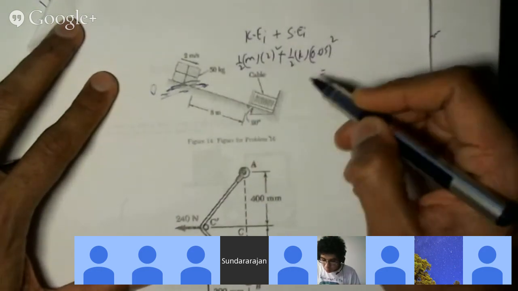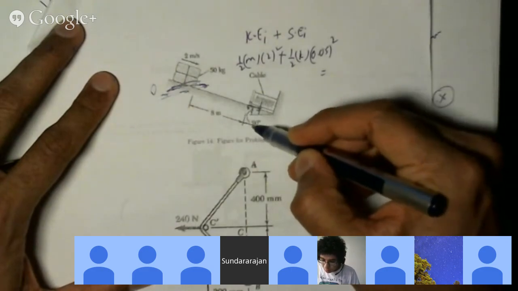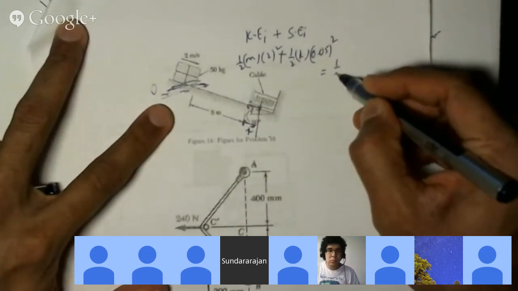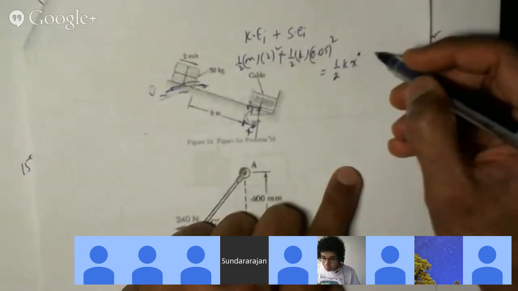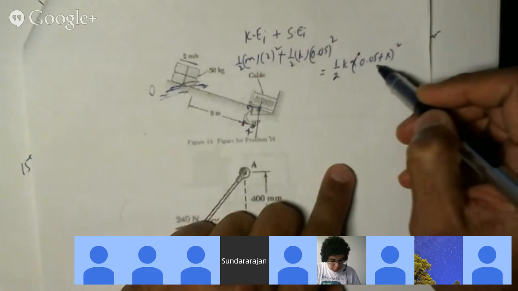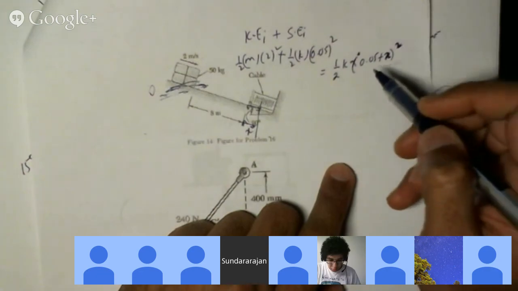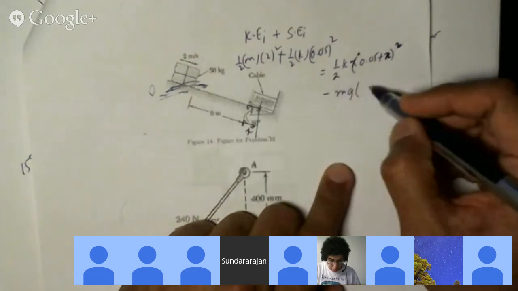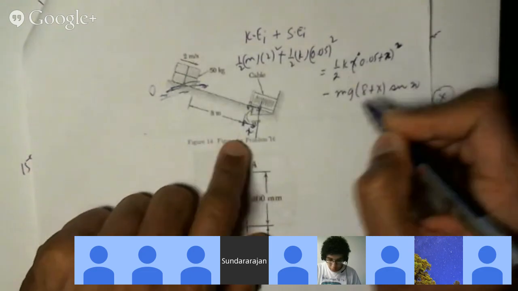That's the initial. And the final would be, so let's say that it compresses by x. Okay. So the final energy would be 1/2 k x squared. Actually, it should be 0.05 plus x, squared, right? It's already compressed 50 millimeters, and then there's an additional x, so it has to be plus x squared. And then minus mg times (8 plus x) sine 20, because it is falling this distance.